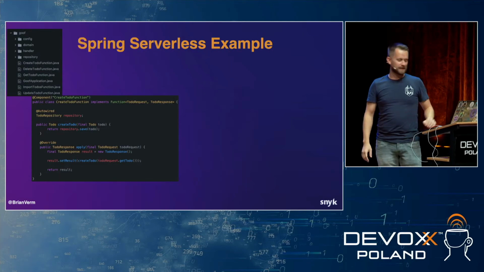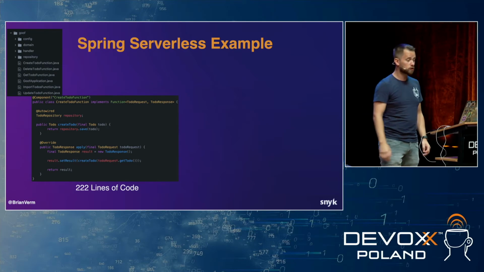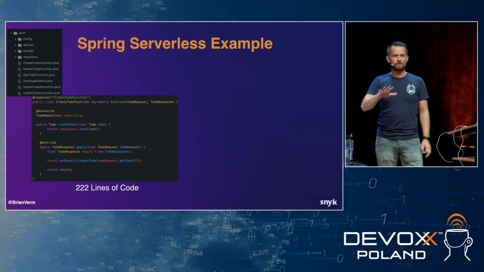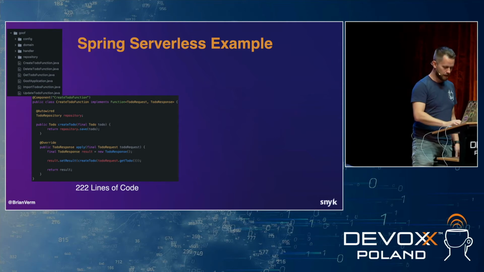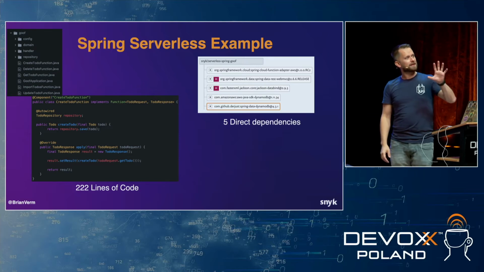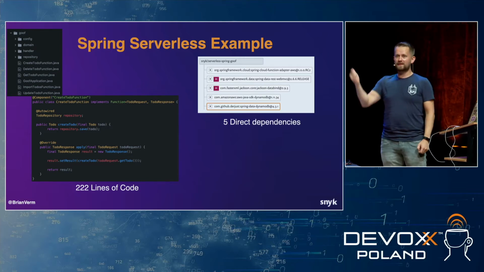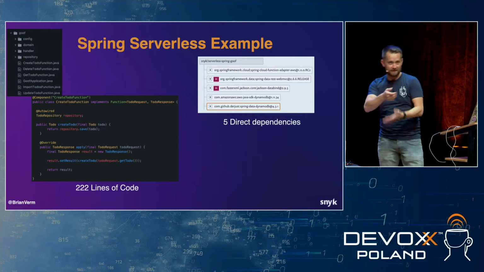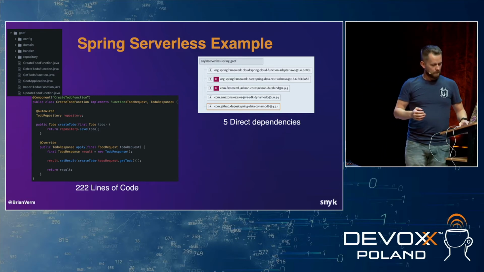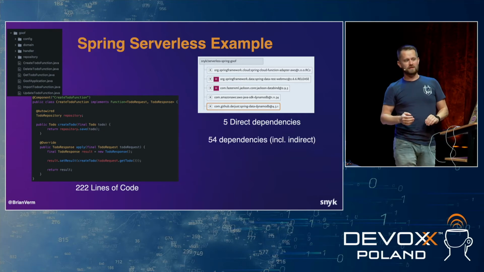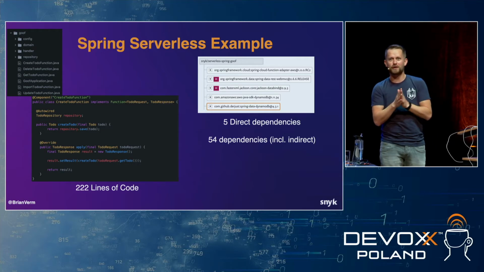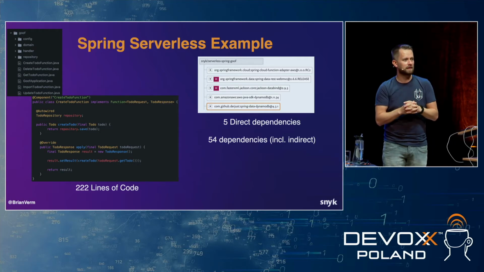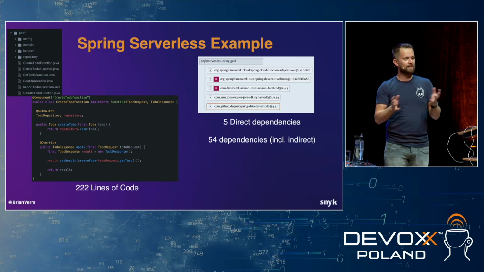So this is a Spring Serverless application we wrote, and it was 222 lines of code, very bad. I wrote it, a lot of duplication, it was demo code, just to give you an example. It had 5 direct dependencies. But as you know, dependencies pull in dependencies, pull in dependencies, several layers deep. 54 dependencies in total. And now the million-dollar question. How many lines of code did I put into production? What do you think? A couple of thousand. What is a couple of thousand? Is that 5,000? Is that 10,000?